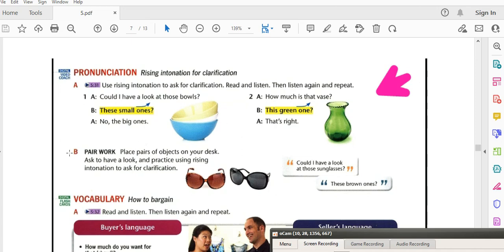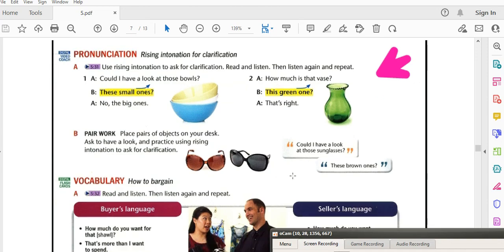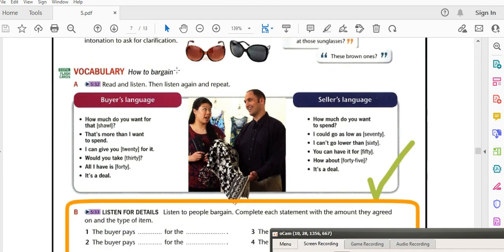That's right. Okay, now you read conversation about the sunglasses. Based on the information in this part, record your voice and send it to me, please. How to bargain. Let's listen.